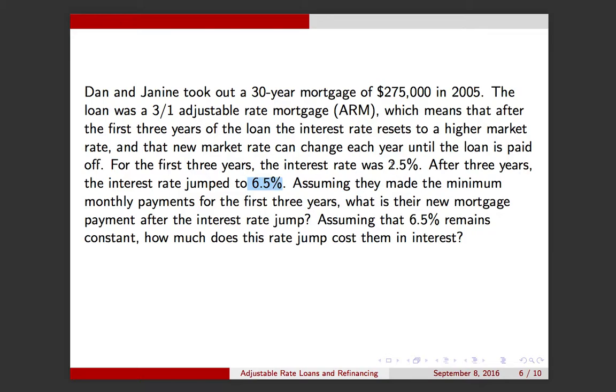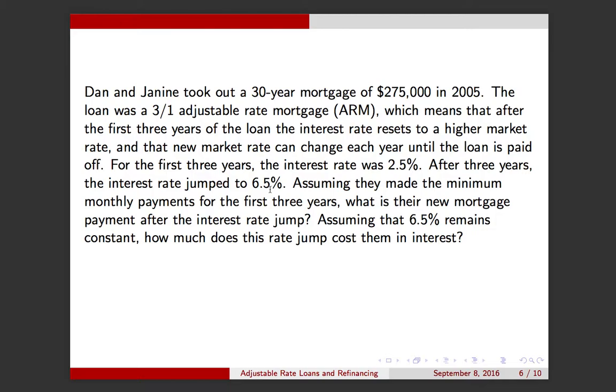They get 2.5% APR for the first 3 years. And then after the first 3 years, the bank can change their rate on a yearly basis if the bank wants to. Okay, so for the sake of this example, we're just going to have a single interest rate change: 2.5% APR for the first 3 years, and then the rate will jump to 6.5% for the rest of the loan.